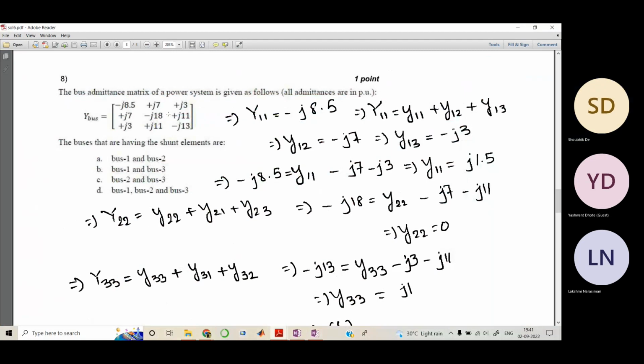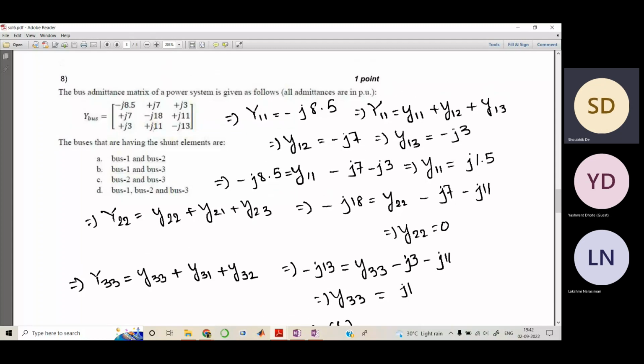Therefore, it is pretty simple. Your y11 is minus j.5. Your small y12, mind you, this is capital Y12, right? So small y12 would be negative of capital Y12, which is minus j7, and your small y13 is minus j3. You just take the sum of it. You find out that your y11 comes out to be j1.5.